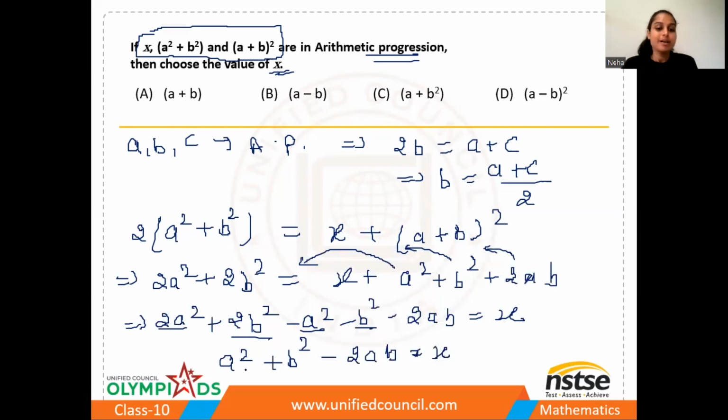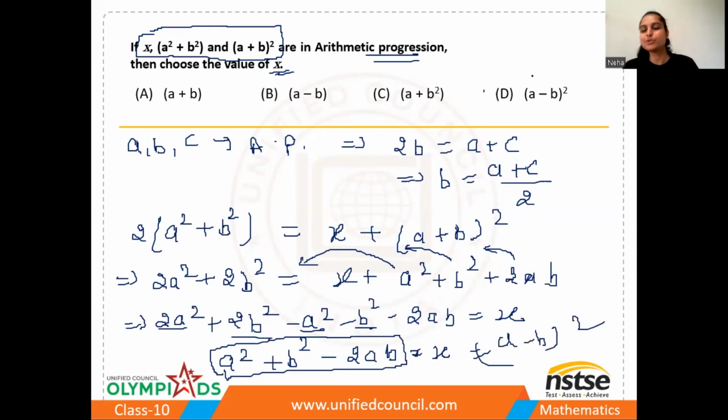Alright. So this is the concept here that this is nothing but the whole square of a minus b. Right? A minus b whole square. So a minus b whole square, that means yes, option D is the right answer for this particular question. Perfect one. Alright. The question is done.